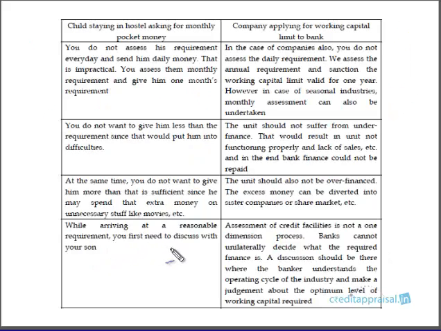I said the first thing you do is discuss with your son. In the case of your child staying in a hostel, to arrive at the reasonable amount, you first of all discuss with your son. In the case of companies also, as a banker, if you want to know what is a reasonable amount of working capital limit that the company is going to require, the first thing is you have to listen to the customer.